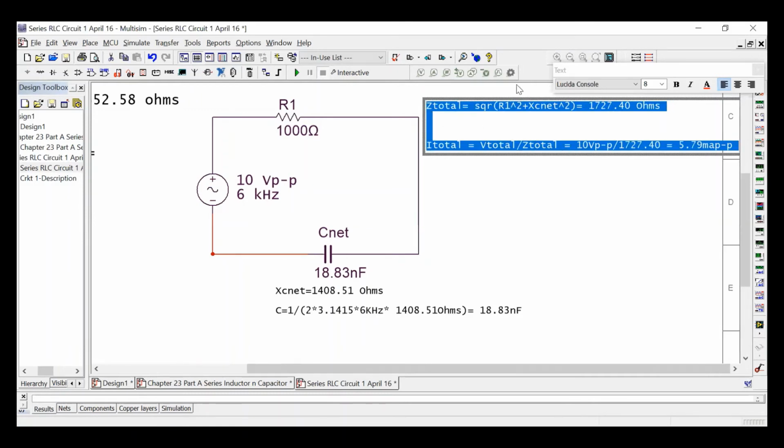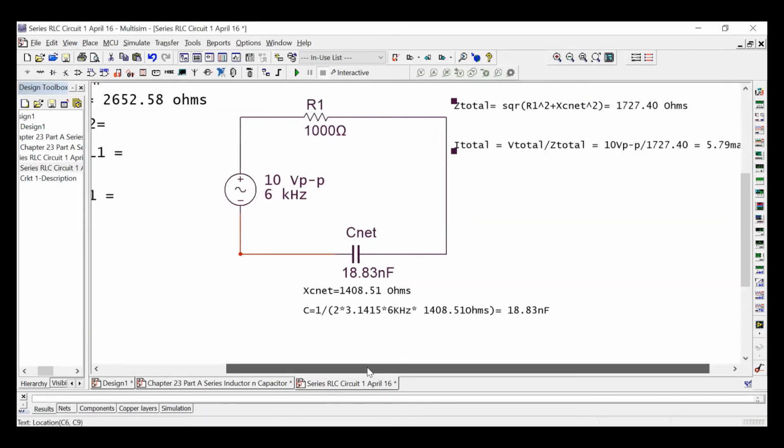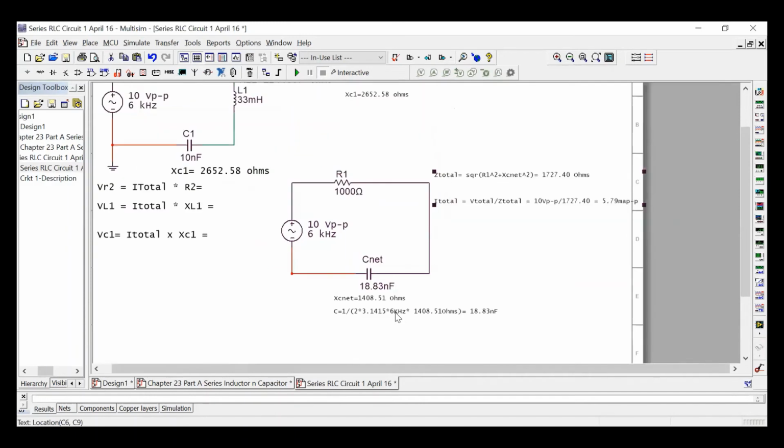Let's see if I'm dropping this font. I can't drop it anymore. Let's see if I can move things over. It's not going to let me.